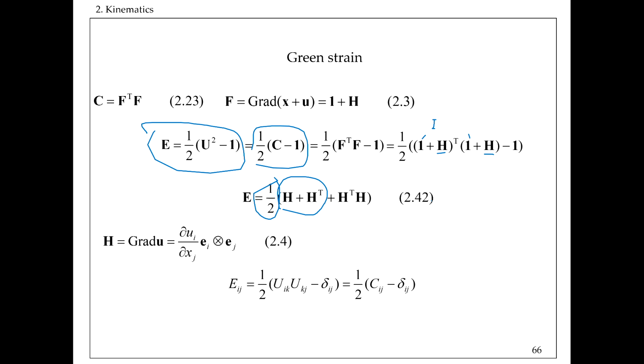Now, if I look into the result of 2.42 and write it here, you will see that what happens is the following. The first term will be just du_i/dx_j. The second term will be the transpose of that, so it will be du_j/dx_i. And then we'll have the third term that is a combination of these two. That's what we are looking into, and this is the strain.